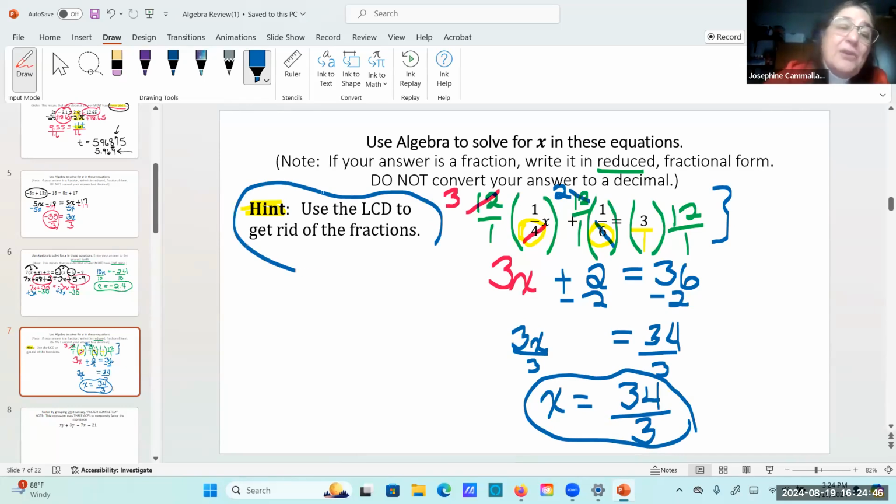The hardest part was this, LCD. Now, if you use the number 24, which you could do, you will find that you would have gotten 68 over 6. Okay, I can live with that, but I got to reduce 68 over 6, which would give me 34 over 3. Now, any question with this one?